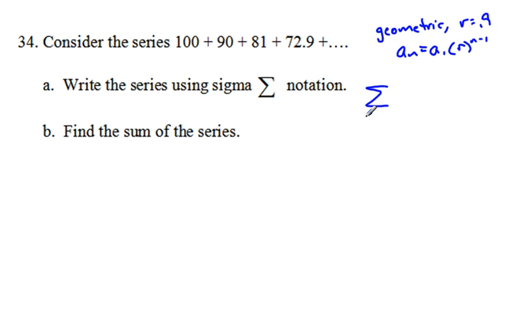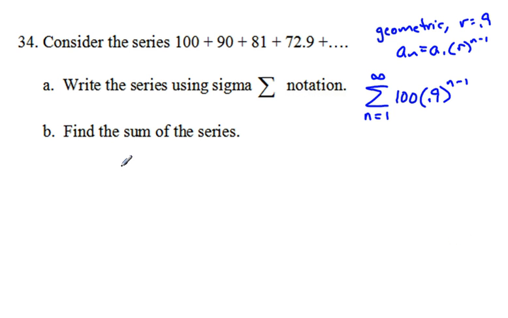There's sigma. I'm going to start with n at 1 for the first term. It goes on forever, so it's going to go on to infinity. A sub 1, I'm going to use this formula here, is 100, my first term. My r is 0.9, and I put n minus 1 there, and I'm done with part A.